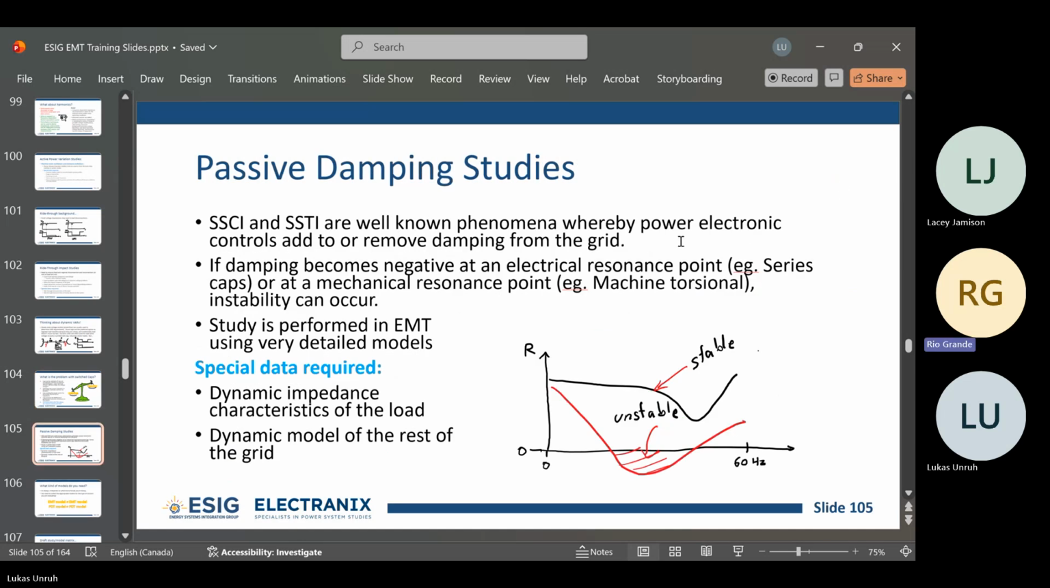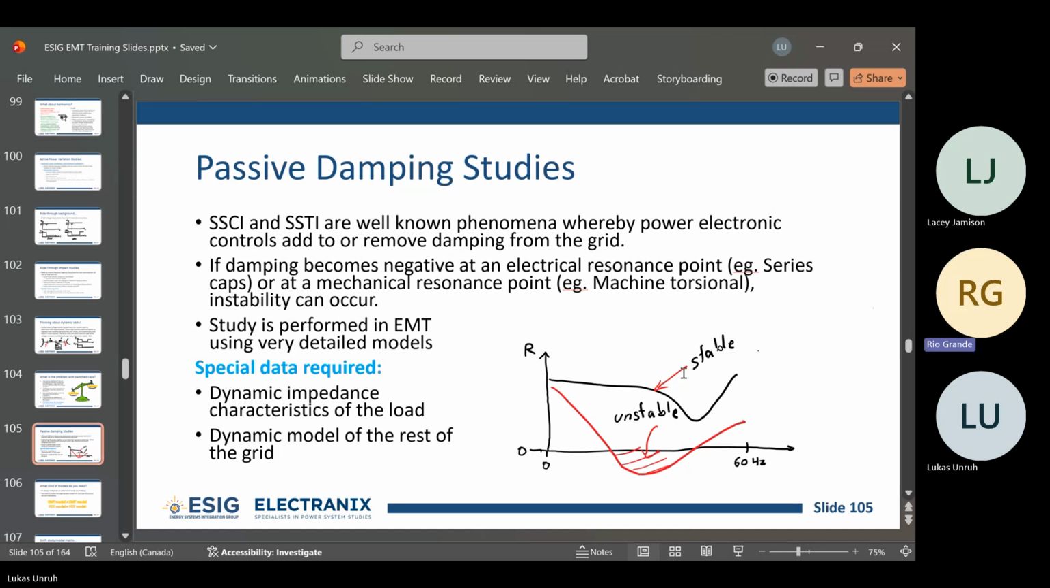Yeah, and then just another note on the damping studies. So we know SSC and SSTI are dependent on the amount of damping that we get from power electronics. If damping becomes negative at a resonance point, whether it's electrical or mechanical, we can get instability. And again, this is separate from the discussion around forced oscillation. And we need to do detailed studies in EMT to suss this out. And if we want to do that study, we have to get the dynamic impedance characteristics of the load and the dynamic model of the grid as well.